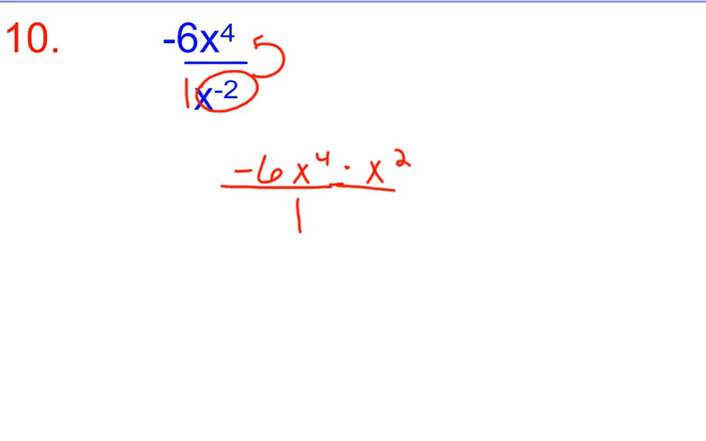So then I keep simplifying. I keep my negative 6. X to the fourth times x squared is x to the sixth. My denominator is still a 1, so I'm going to keep that as negative 6 x to the sixth. Hopefully you're remembering those rules for negative exponents as well as your division rules.